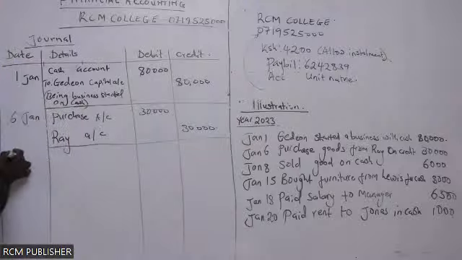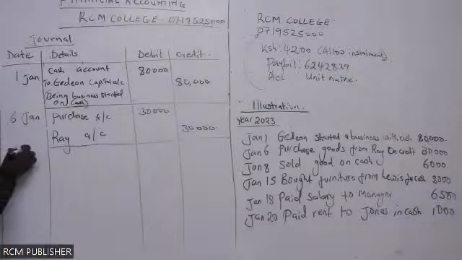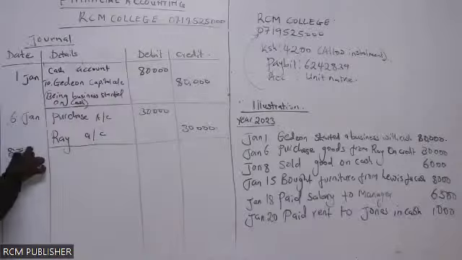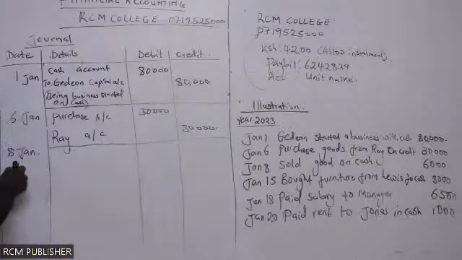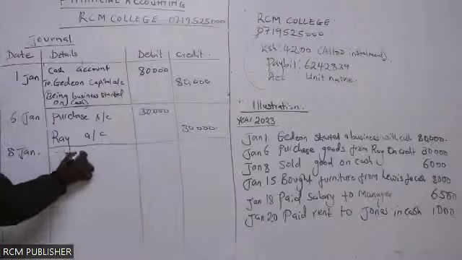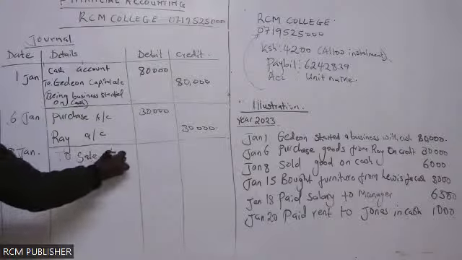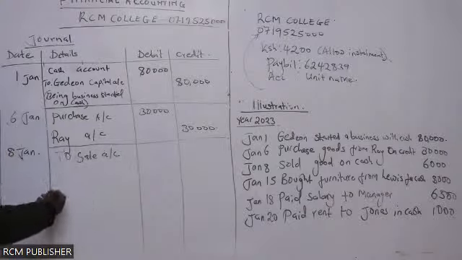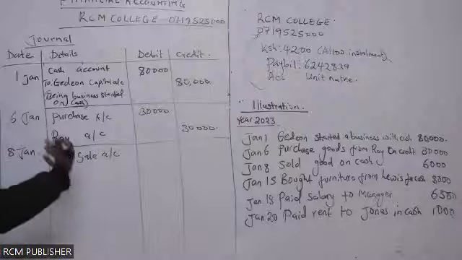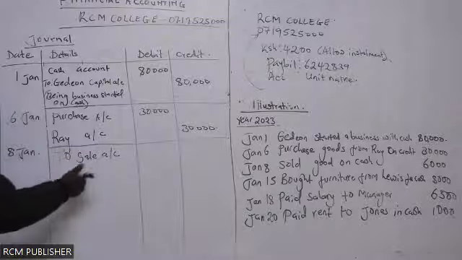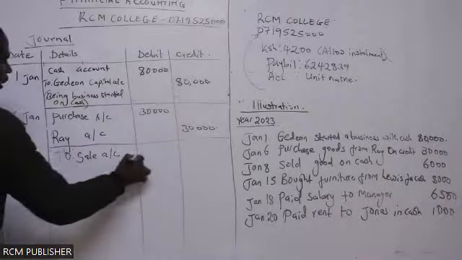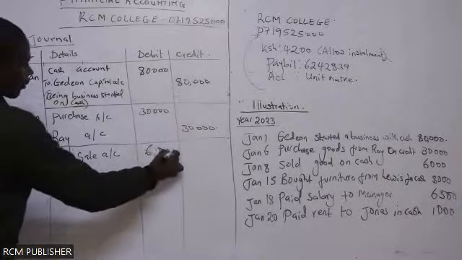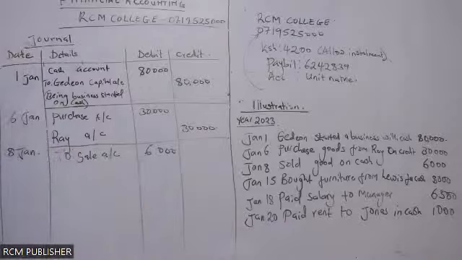Then we go to the next one, which is 8th of Jan. So what happened on 8th of Jan? We sold goods on cash, to sales account. So if we sold these goods on cash, what are we supposed to debit? What are we supposed to credit? If we sold goods on cash, we have to debit the sales account with 6,000.